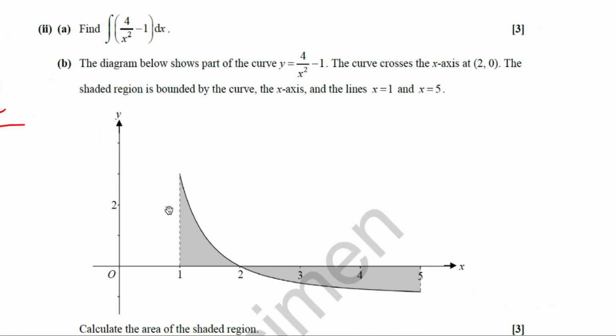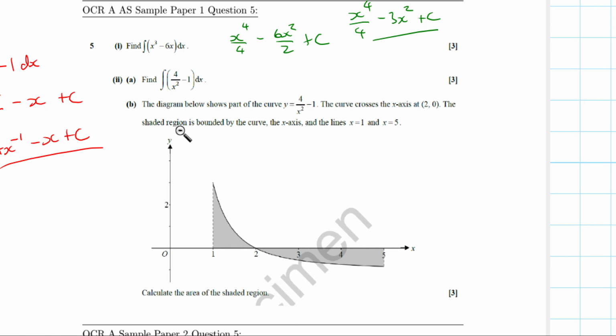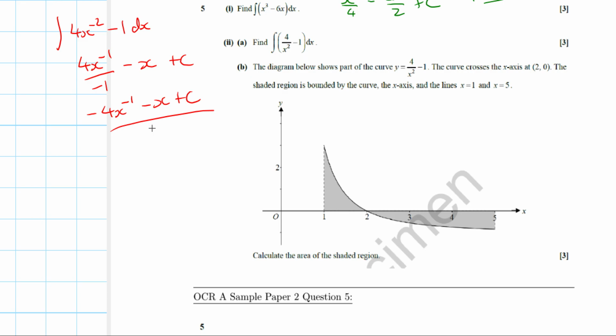Then the next one shows the diagram below, which shows the curve 4 over x squared minus 1. The curve crosses the axis at 2, 0. The shaded region is bound by the curve, the x-axis, and the lines x equals 1 and x equals 5. So this one we're going to use our answer for part IIA, but this time bring in limits. It's very tempting to just substitute between 1 and 5 into 4x to the power of minus 2 minus x, and get your answer straight away.